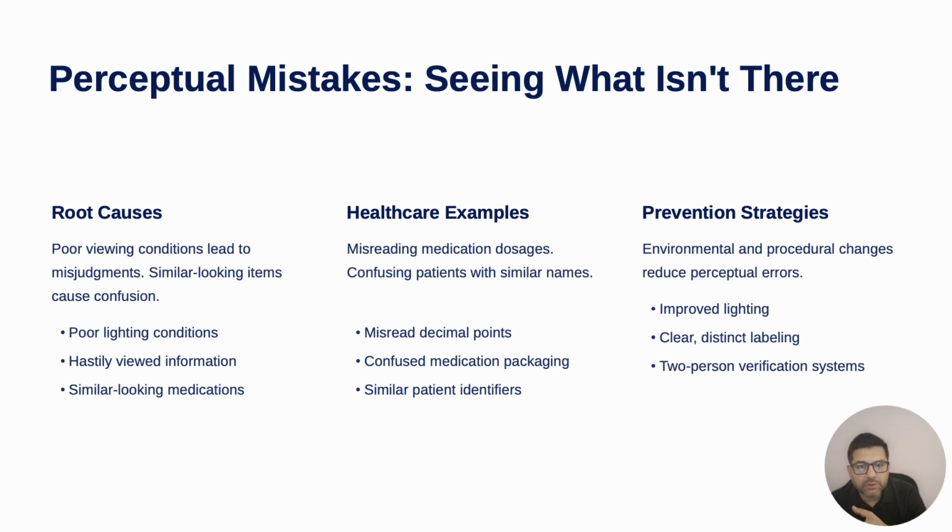So we need to ask questions. Are our labels clear? Are they large enough and standardized? Or is our workspace well lit? The third is double checks for patient identification. And I would say this is non-negotiable. Two identifiers always. Barcode scanning for medications and procedures is another powerful tool to eliminate human error in identification.